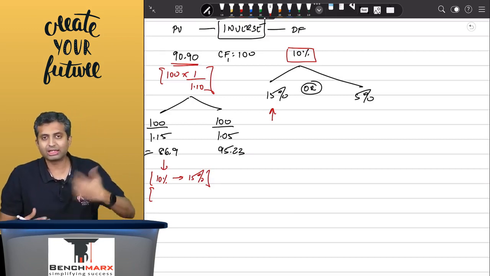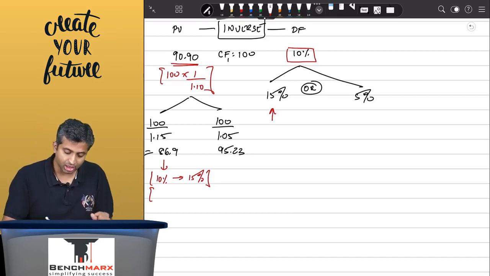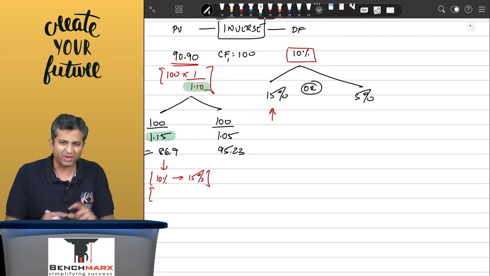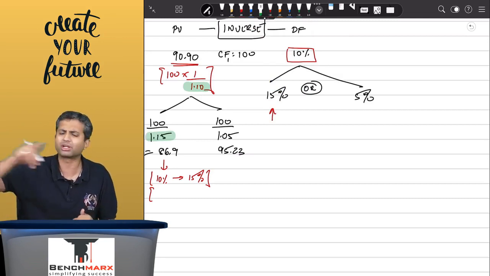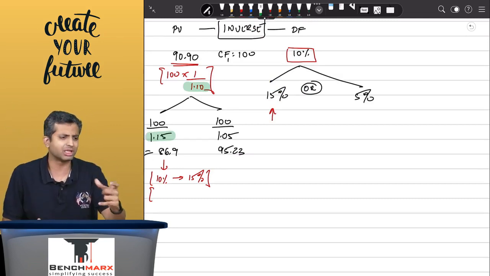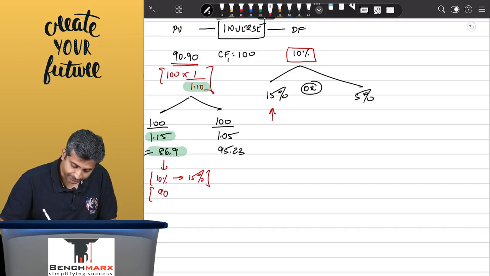It's mathematics over here, and hence earlier you were doing 90 into 1 upon 1.1. Now instead of dividing by 1.1, you are dividing by 1.15, so you are increasing the denominator. Discounting is not compounding, it is not multiplying, it is dividing, and hence if you increase the discount rate, that is, you increase the denominator, the present value is going to fall. So you can see that with an increase in the discount rate, the present value goes from 90 to around 86, which means there is a fall in the present value.